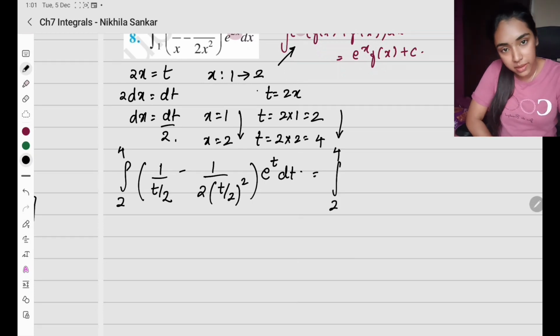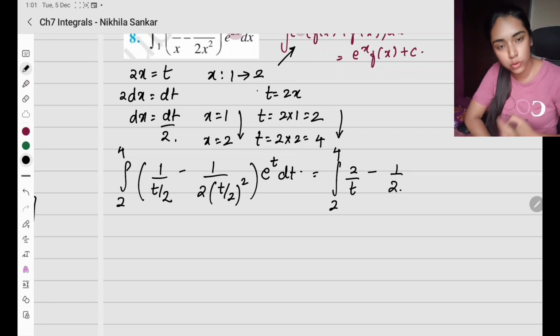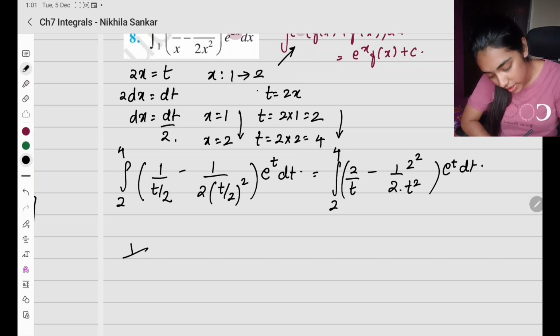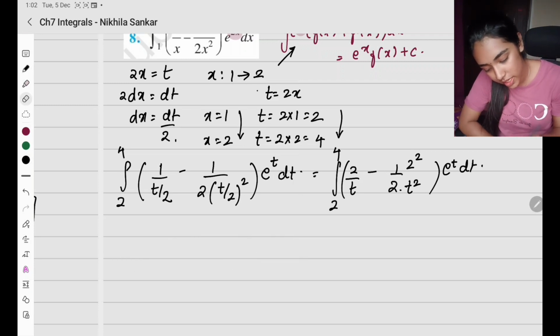1 by t divided by 2 is going to be 2 by t. So 2 divided by t minus 1 by 2 times t divided by 2 the whole square is going to be t square by 2 square, times e to the t times dt. புரியுதா? Now 1 divided by 1 by 2, it becomes 2. Now 1 divided by 3 by 2, it becomes 2 by 3. When it comes to the numerator it becomes the reciprocal. இது நம்ம நிறைய சம்ல போட்டிருக்கோம்.